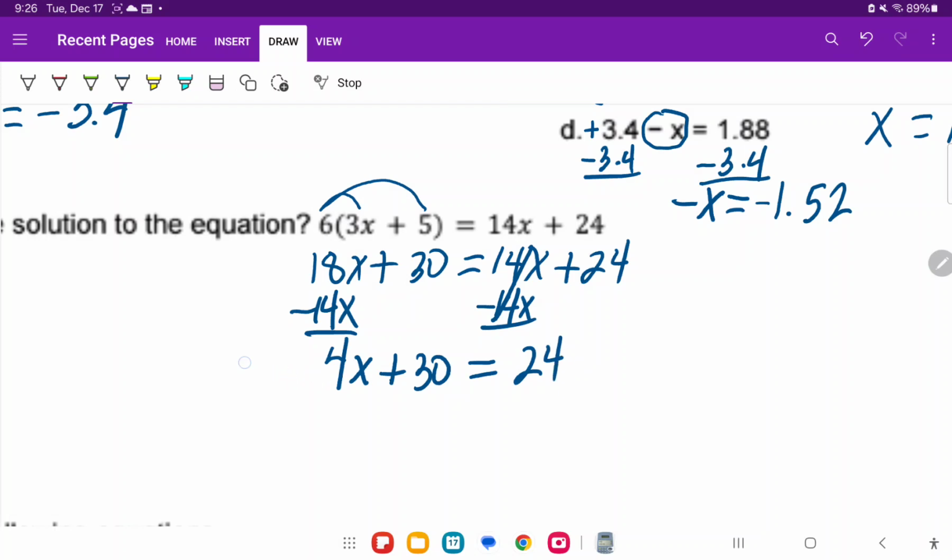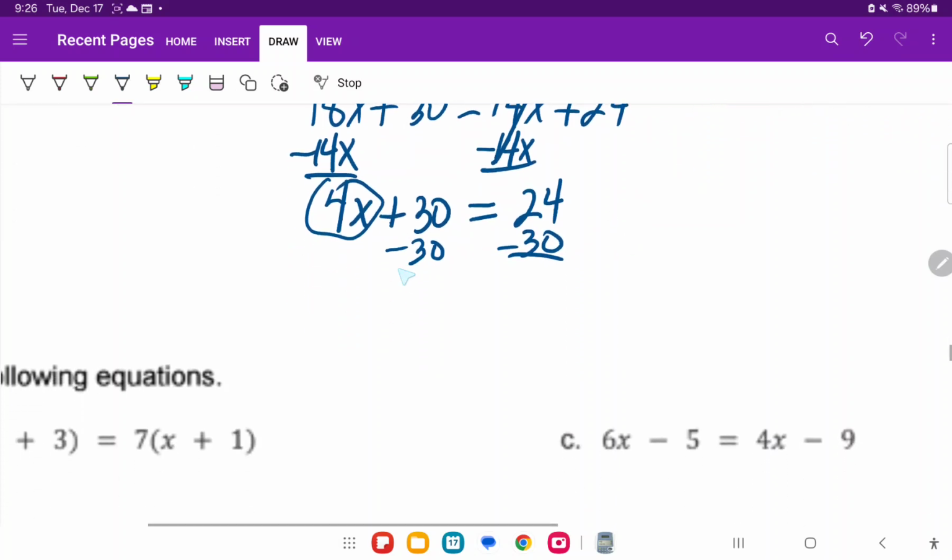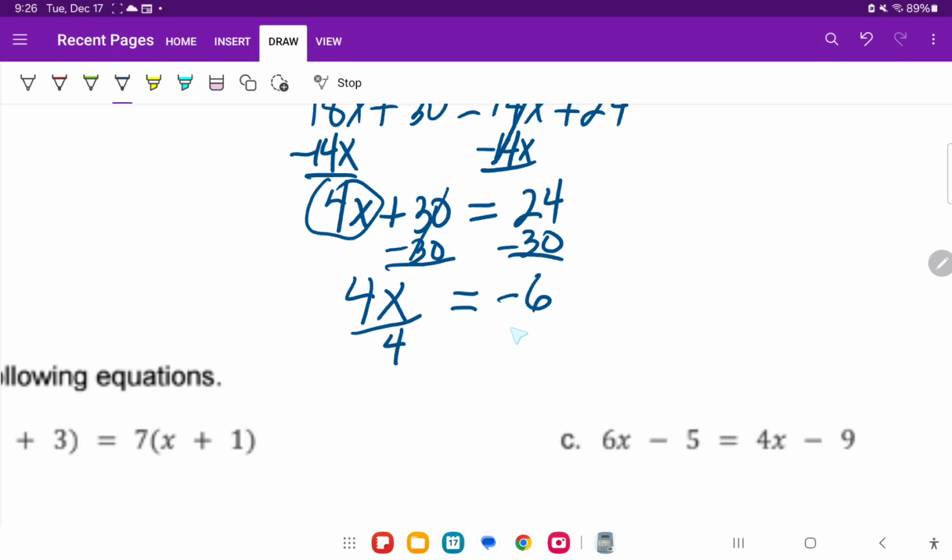So remember, it's real important that you keep everything just straight across like that. Everything level. All right. Now I need to get the x term alone. So I'll subtract the 30. Right? So I'll bring down my 4x. Bring down your equals. 24 minus 30 is negative 6. Then we'll divide by 4. So then x, this cancels out. So x will equal negative 3 over 2, or that is negative 1.5.